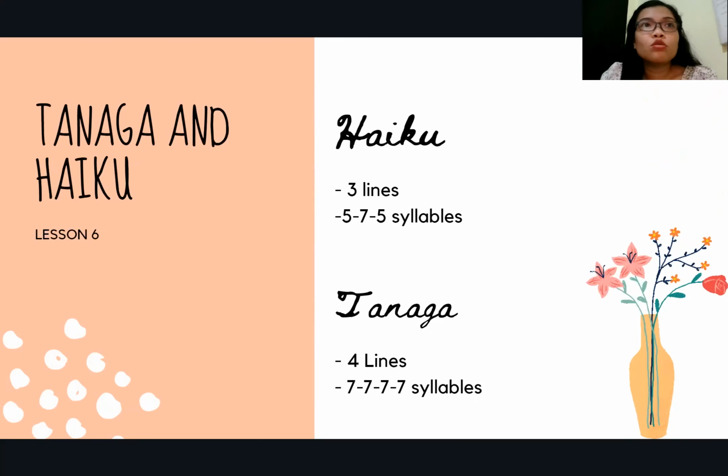Next, we have these two types of forms, the tanaga and the haiku, which is in lesson number 6. So the things that you need to remember here are the descriptions on the screen. Haiku has 3 lines, 5-7-5 syllables. Then the tanaga has 4 lines, 7-7-7-7 syllables.